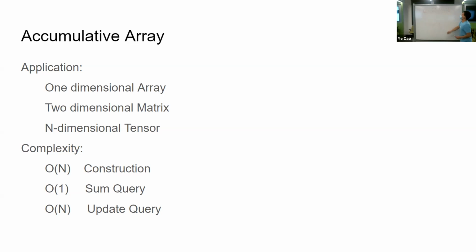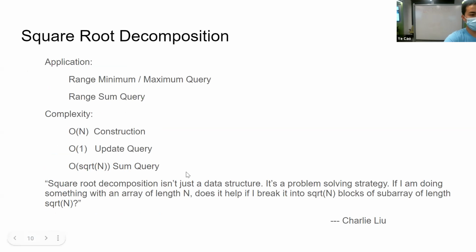Okay, so that's it for the cumulative array. That's the first solution we have. The construction is O(n), the sum query is O(1), and the update query is O(n), so not getting much better. The next solution we have is called square root decomposition, and this solution is actually a really good one, I would say.